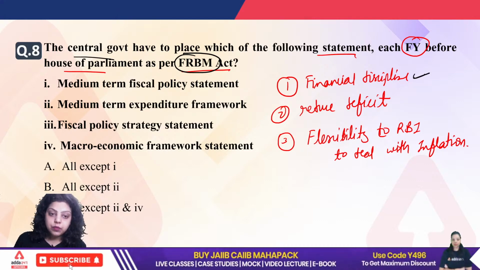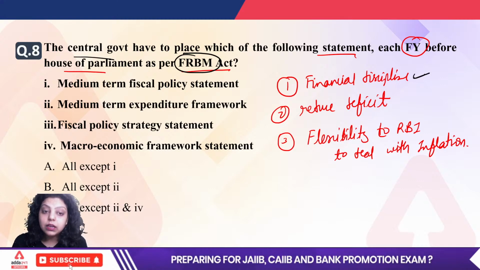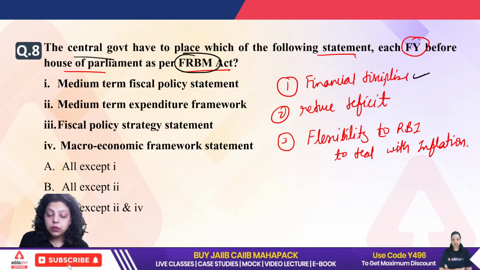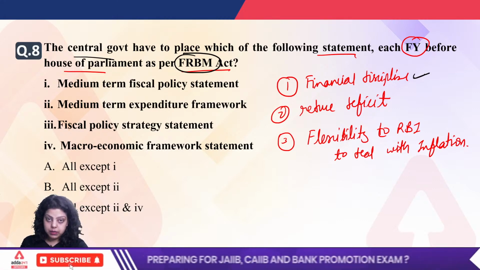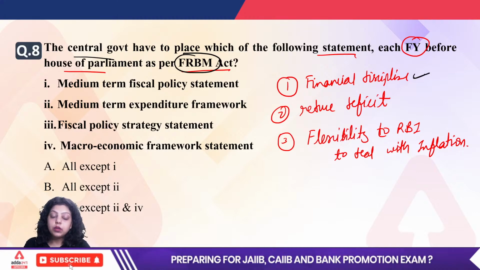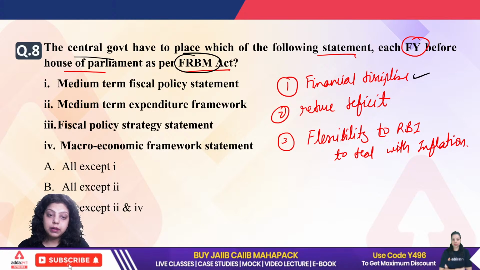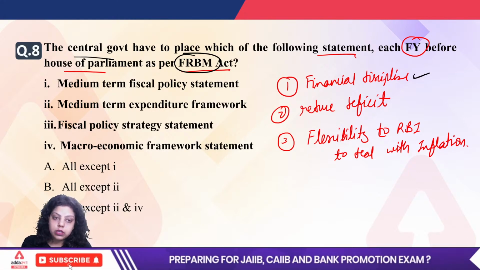So to maintain financial discipline in the country, and to limit the government of India from taking loans from foreign countries, or from RBI, or from any other method, we have introduced the FRBM Act. It is said that the government of India has to present all the 4 documents before Parliament before presenting the union budget. All are true, so the right answer will be your D option.